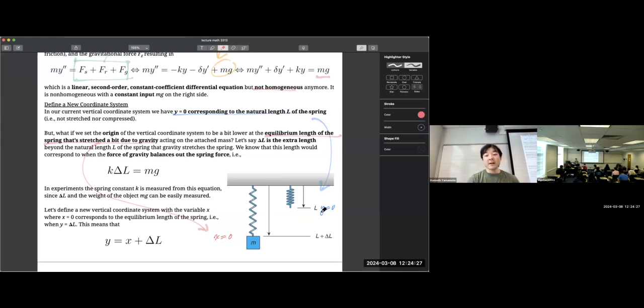So suppose you do that, there is this slight stretching that has occurred right here, and I'm going to call that delta L. This is like L plus delta L. There's an extra little bit of length that's caused by gravity. So let's say delta L is the extra length beyond the natural length of the spring that gravity stretches. And you can actually compute what that delta L is if you know your spring constant and your mass, and we also know gravity. This is always going to be true.